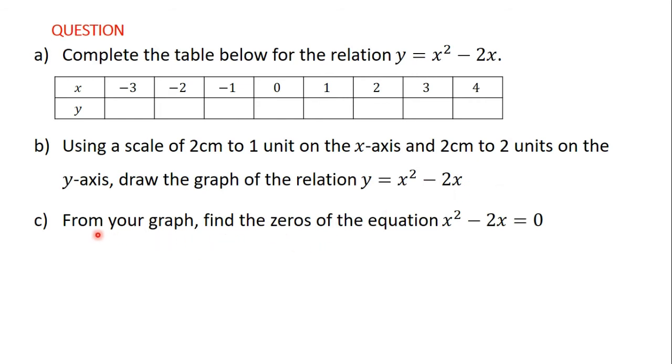The last part says that from your graph, find the zeros of the equation x squared minus 2x is equal to 0. From the previous video, we learned that the zeros of an equation is the same as the solution or the roots of the equation. So we are going to use the graph to find the zeros of the equation x squared minus 2x is equal to 0.